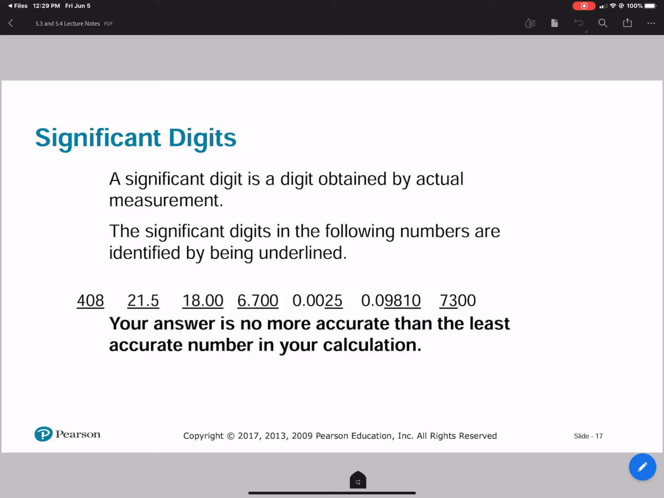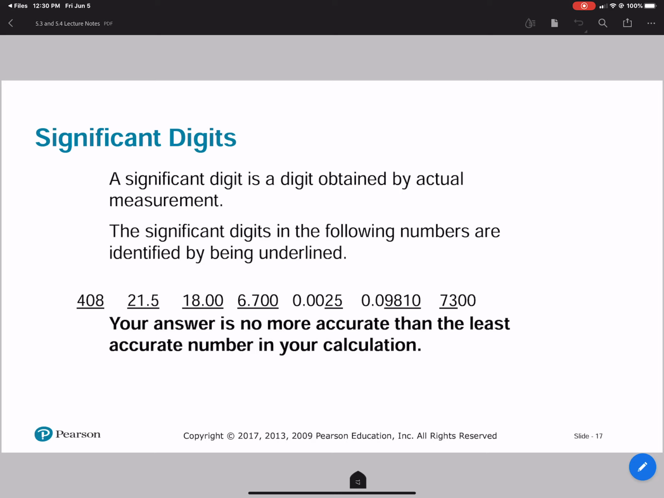If I have 0.0025, the only numbers that are significant are 25. If I have 0.09810, the only numbers that are significant are 9810. If I have 7300, the only two numbers that are significant are the 7 and the 3.